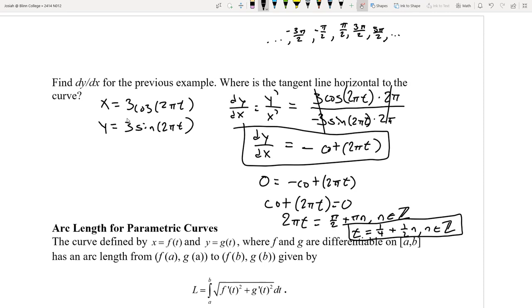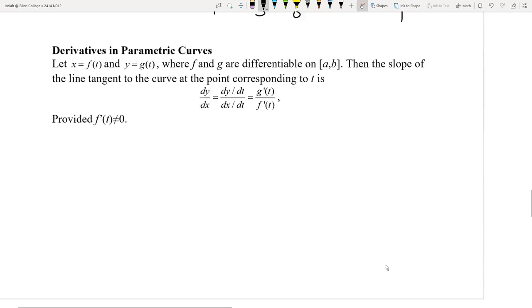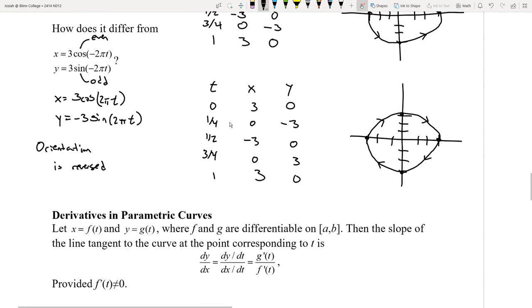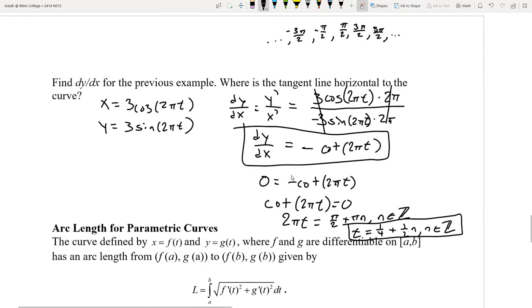So that's all the places where the tangent line is horizontal to the curve. So we go back up here, we see that should be at 1/4, 3/4, and so on. So 1/4, that's where x is 0, y is negative 3, or sorry, this curve. Where x is 0, y is 3, right? That's the top here. 3/4, 0, negative 3, that's the top and bottom of the circle over and over again. So that matches up with what we want here.